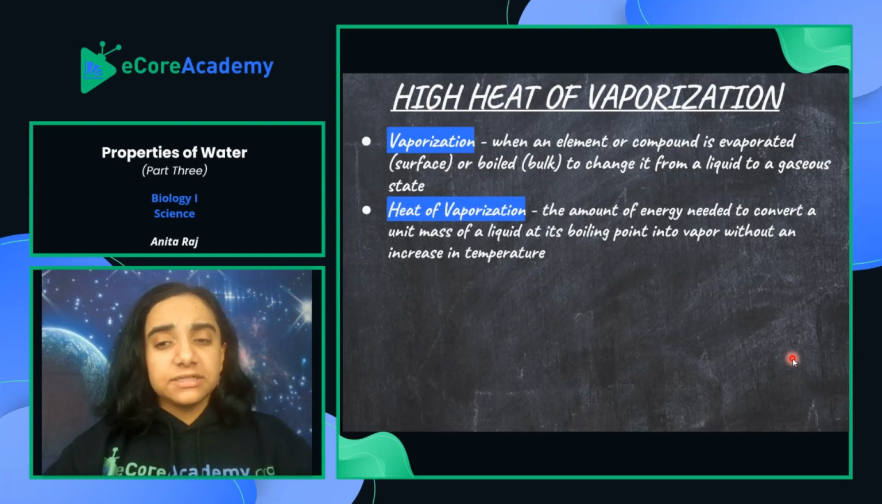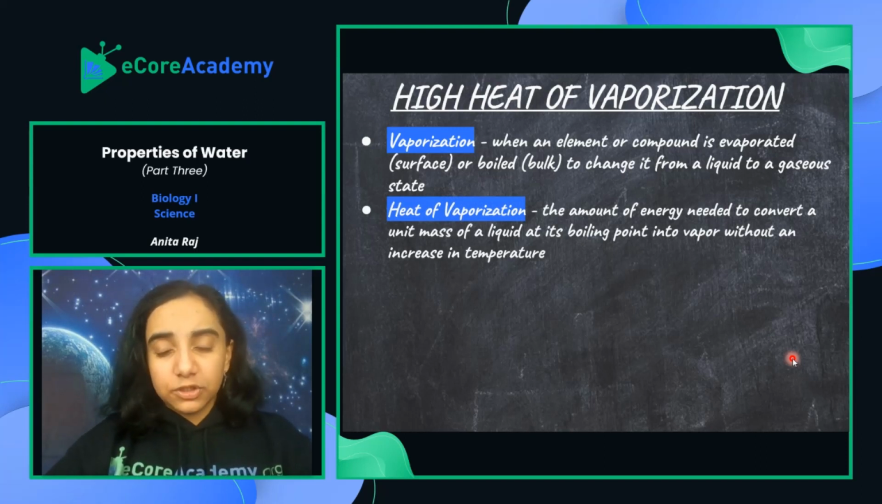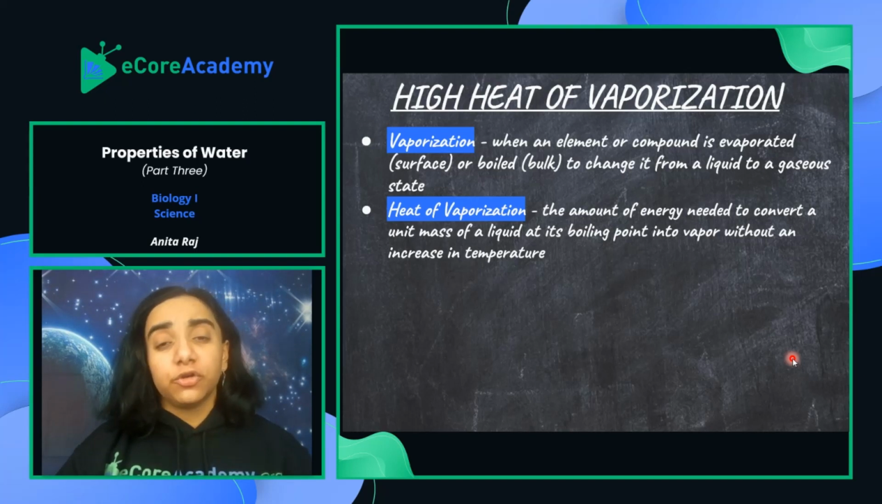Specifically, heat of vaporization is the amount of energy needed to convert a unit mass of a liquid at its boiling point into vapor without an increase in temperature. So let's say you have a unit mass of a liquid. You put water on the stove, only 1 gram of water in a tiny pan, and then you turn the stove up to 212 degrees Fahrenheit, which is the optimal boiling point for water. And then heat of vaporization is specific.